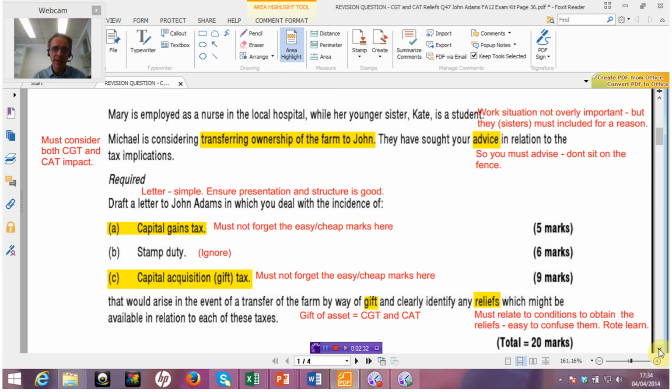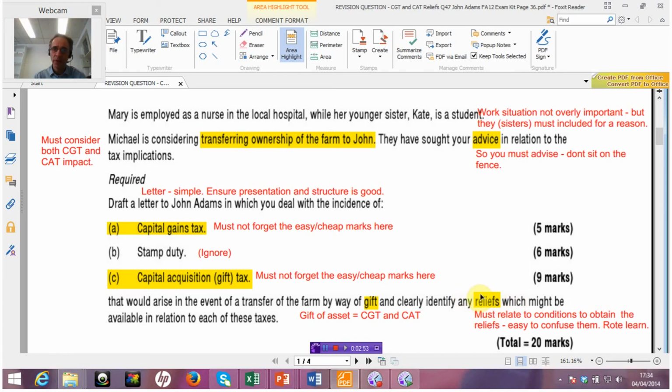On reading the requirement, aside from the fact that we have a letter and we've got a structure for it, what we'll see is that a farm is mentioned and also a gift is mentioned. And they've specifically asked us for details relating to any reliefs which may be available.